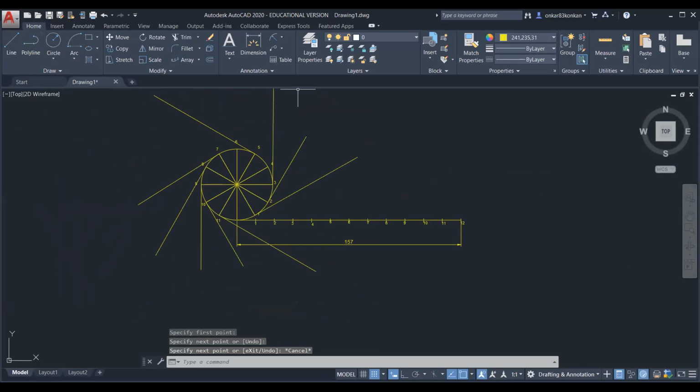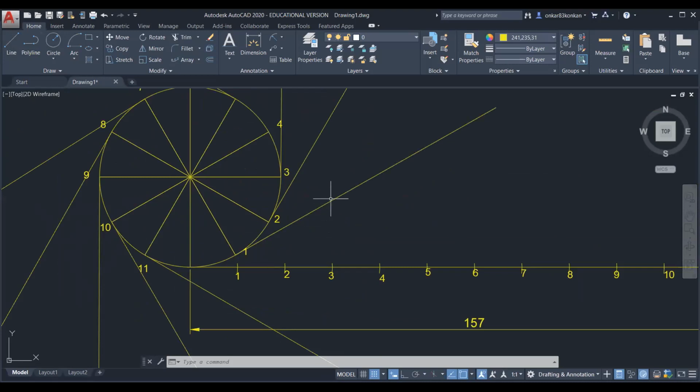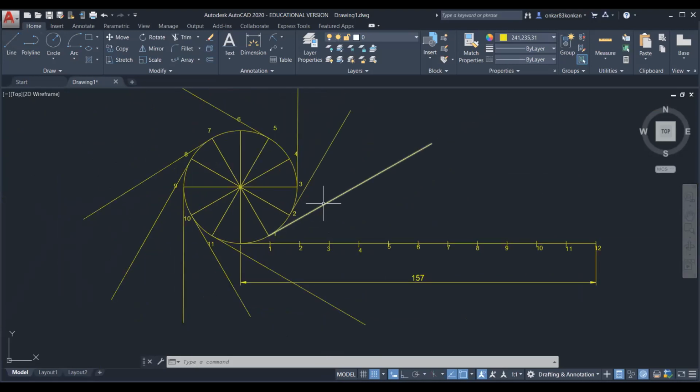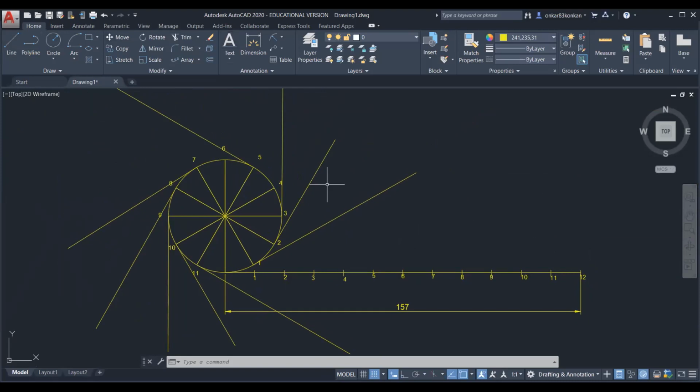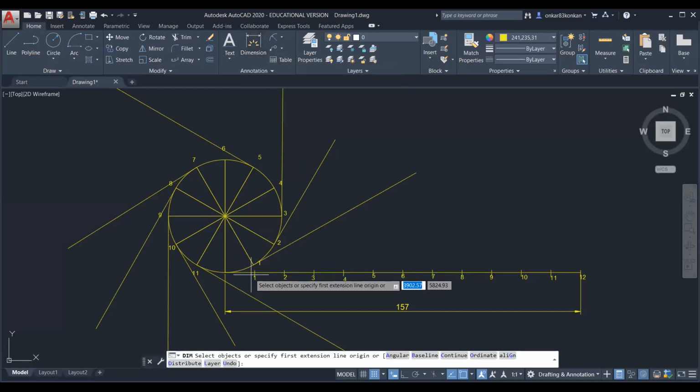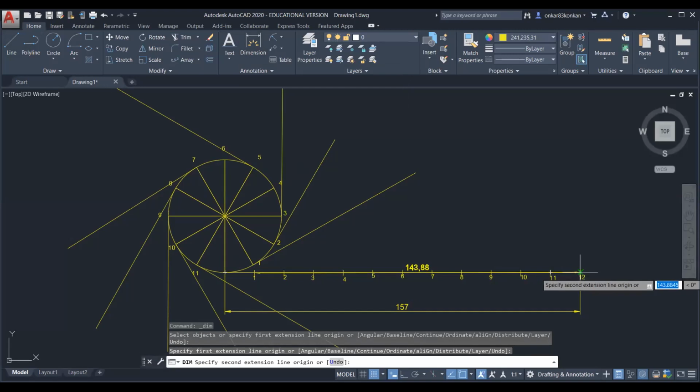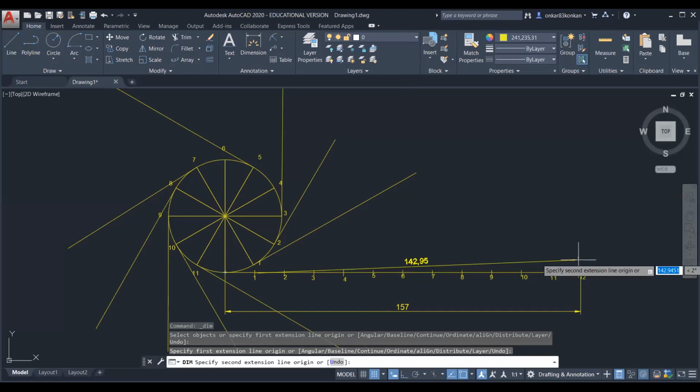So in this way you can draw the tangent line from each segment. And now on this line 1, we should mark the length from point 1 to 12. You can measure this, or you can take this direct distance 1 to 12 in your compass. So this is 143.88. You should take this distance in your compass. Don't measure this length by scale. Take this directly in your compass.